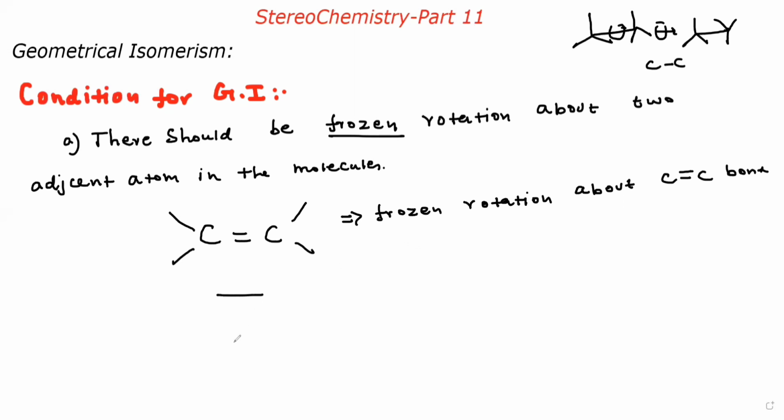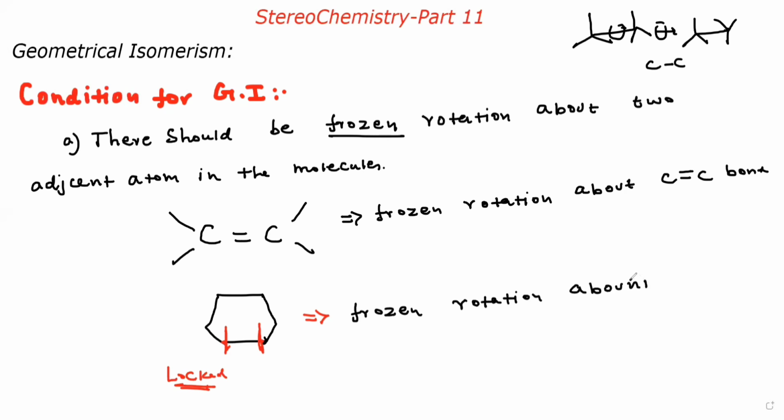Next example. In the case of a cyclohexane ring, a restricted ring, rotation about the carbon-carbon bond is not allowed because the ring is a lock system. We cannot rotate this carbon-carbon single bond. Therefore, not only cyclohexane, but cyclopropane and cyclobutane can also show geometrical isomerism. Here also there is frozen rotation about the carbon-carbon single bond in the cyclohexane system.